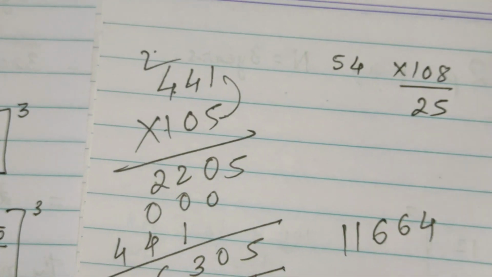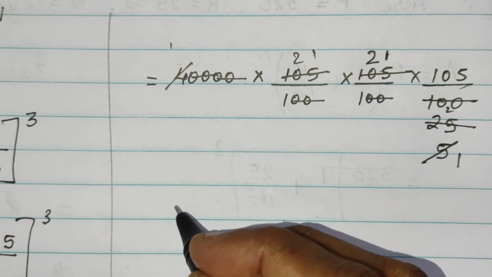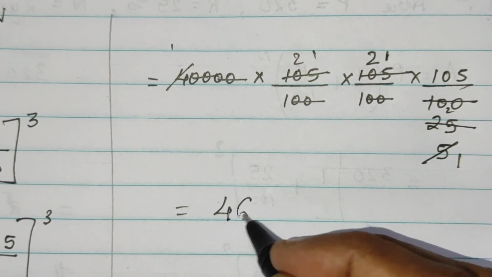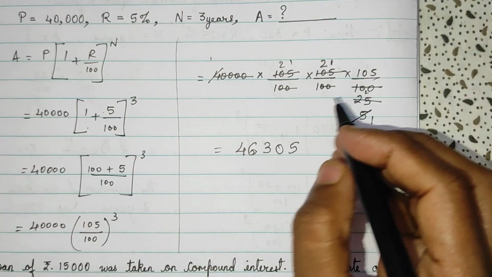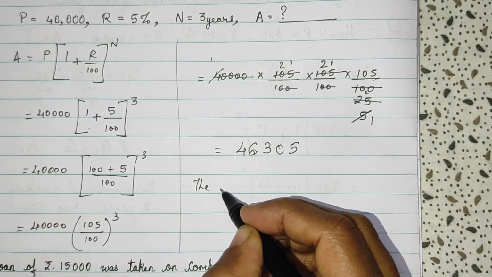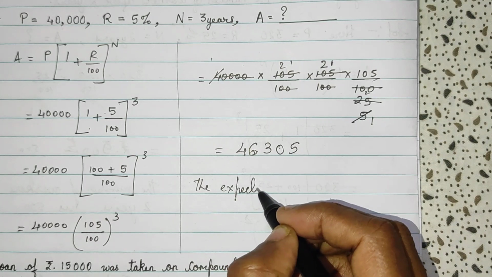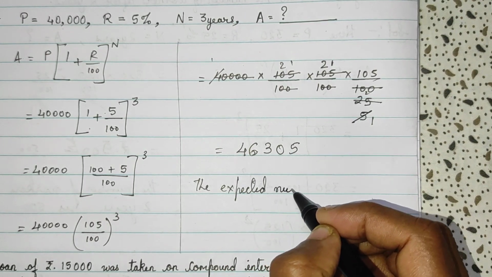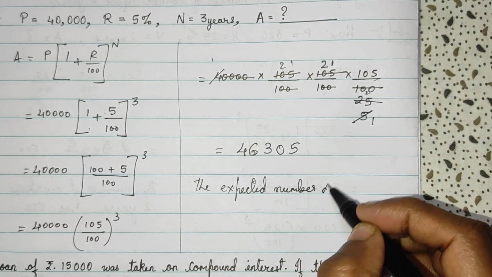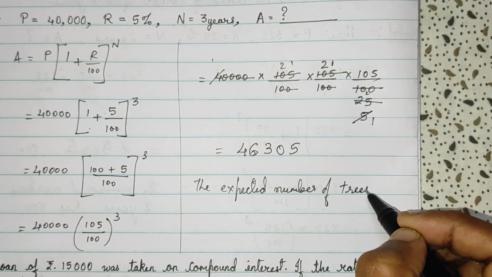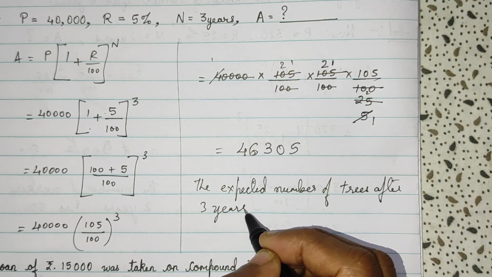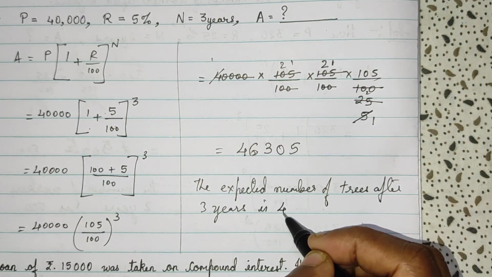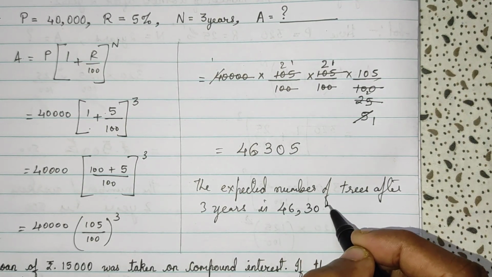So our answer is 4 6 3 0 5. So the expected number of trees after 3 years is 46,305.